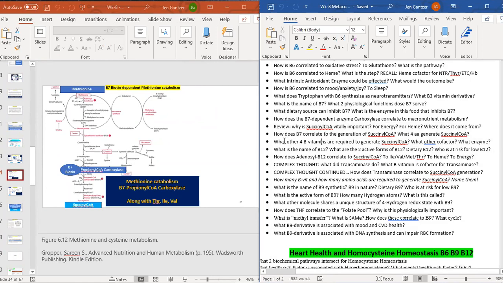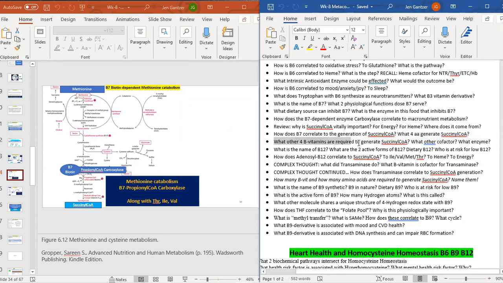Okay, so let's see. What other 4 B vitamins? Okay, so let's do this all the way. Why is succinyl-CoA important for energy, heme, and where does it come from? So we just answered that. How does B7 correlate to the generation of succinyl-CoA? Because isoleucine, valine, methionine, and threonine all share that biotin-dependent carboxylase. What are the 4 amino acids that generate it? Isoleucine, valine, methionine, threonine. All right.